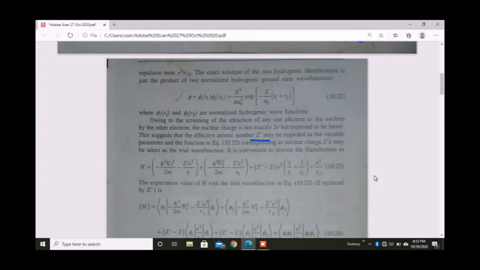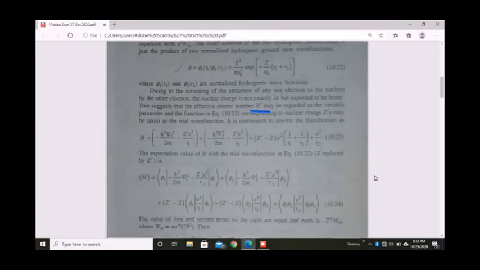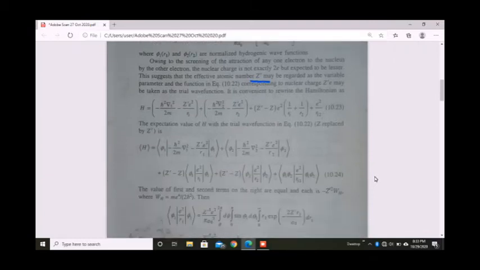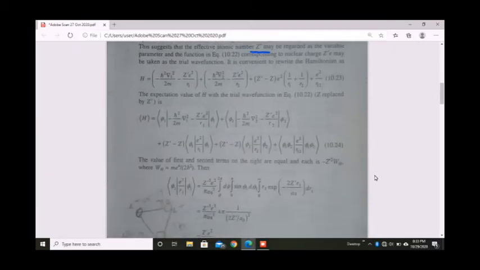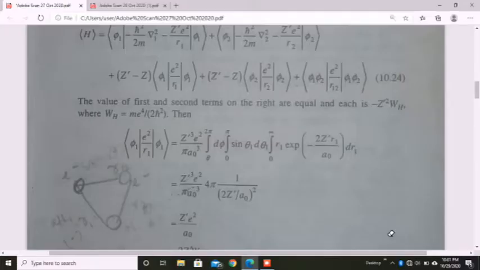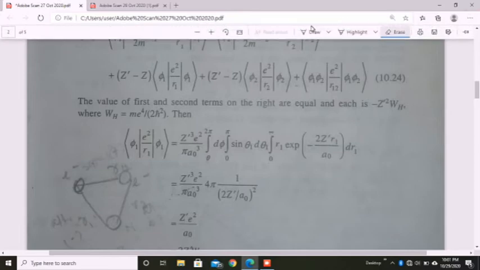So we define phi with Z tends to Z prime. This is the trial function in this problem. And the Hamiltonian H is given by minus h cut squared by 2m del 1 squared minus Z prime e squared by r1, plus minus h cut squared del 2 squared by 2m minus Z prime e squared by r2, plus Z prime minus Z e squared into 1 by r1 plus 1 by r2, plus e squared by r12. And equation 10.24 gives the expectation value of H.